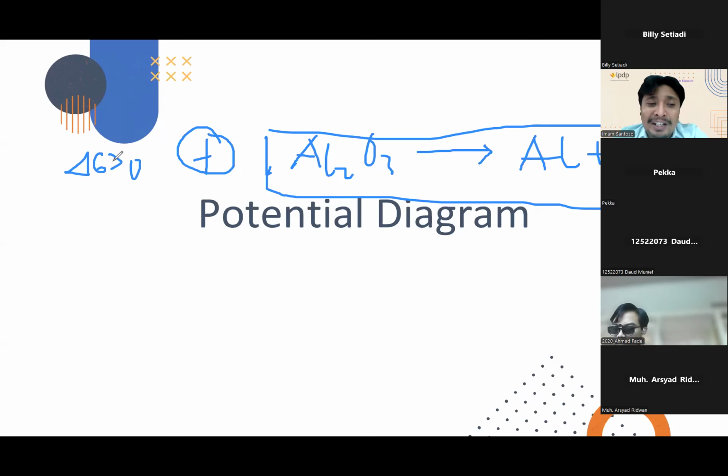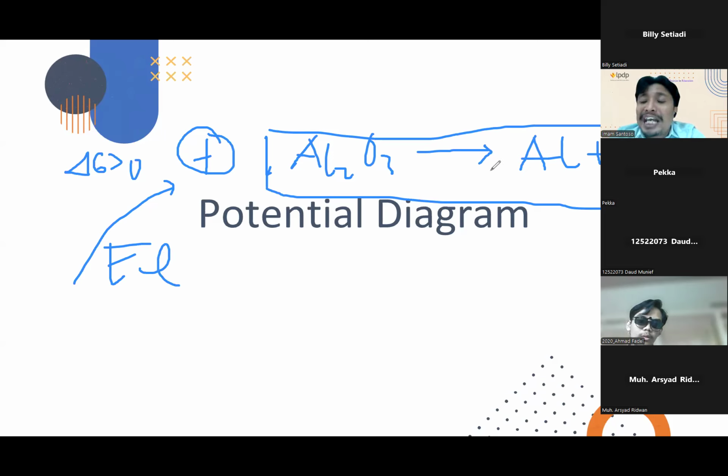What is the meaning of positive Gibbs energy? It means the reaction still can happen, but it is not spontaneous. Spontaneous is a reaction that can happen by itself. Because this is positive, it is not spontaneous, it needs energy. Therefore, we need electrical energy to lyse, to decompose oxide into metal.